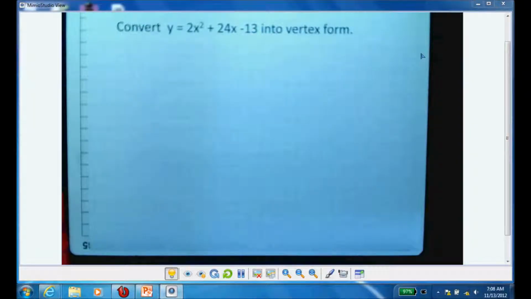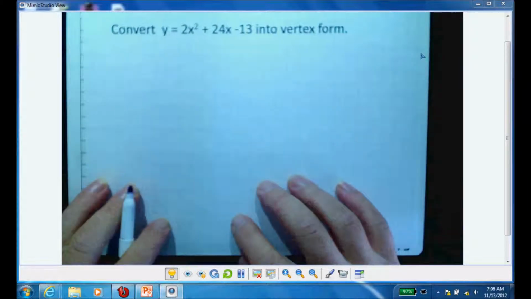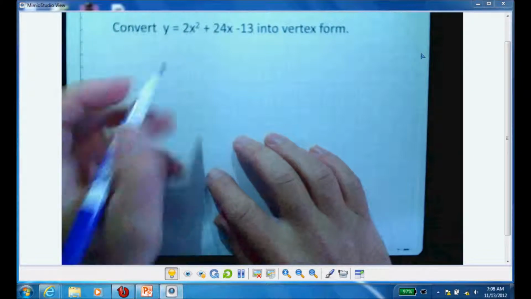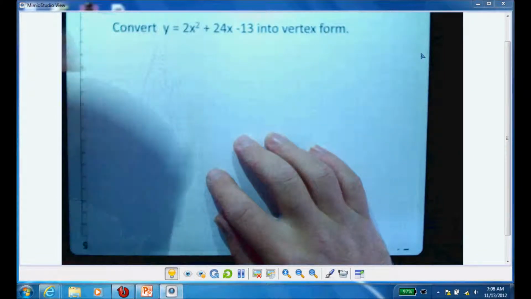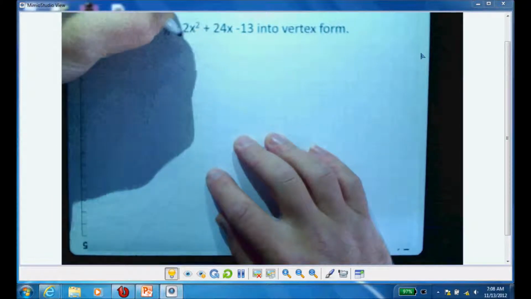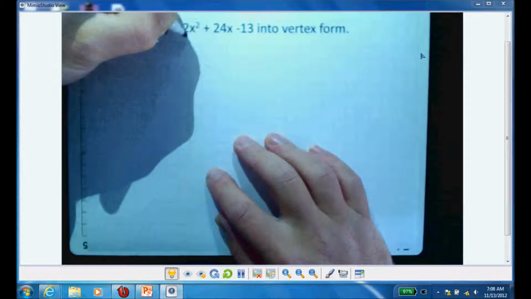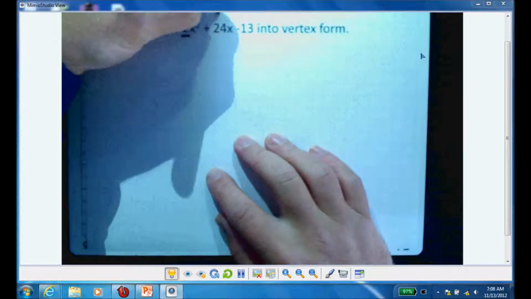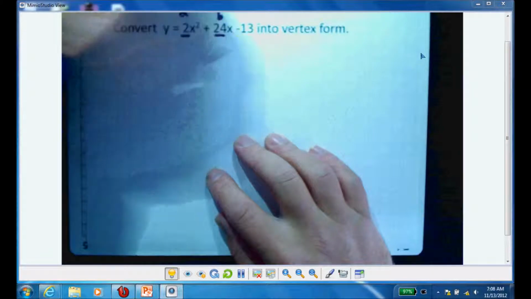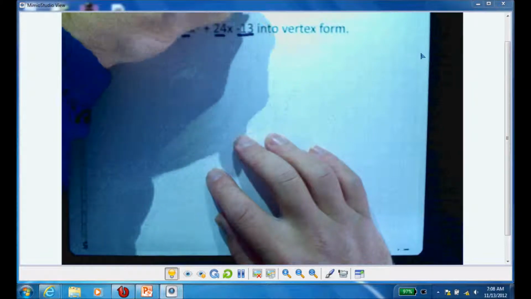Okay, today guys, we're still writing equations in vertex form. Now, if you'll look at this equation that's in standard form, the difference now is that I've got a 2 as a coefficient, and that 2, we call those coefficients, is in front of the x squared term. Okay, so that's my A, 24 is my B, and negative 13 is my C.